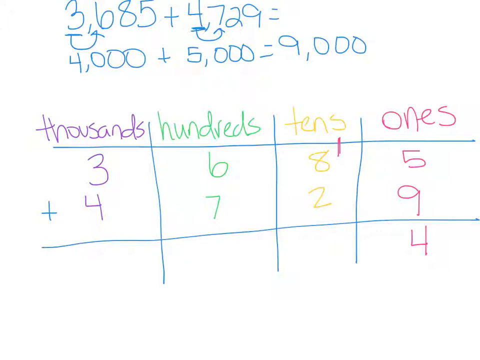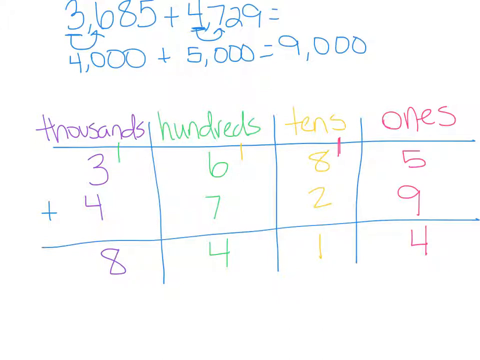My tens column, 8 plus 2 is 10, and one more would be 11. But I'm not going to write 11. I can put 1 ten down and trade those other ones over here for 100. My hundreds column, 7 plus 6 is 13, and one more would be 14. I can't write 14 down, so I'm going to put 4, and I'm going to take those 10 hundreds and carry them over here to my thousands place. And last, in my thousands, I have 4 plus 3, which is 7, plus 1 more is 8.